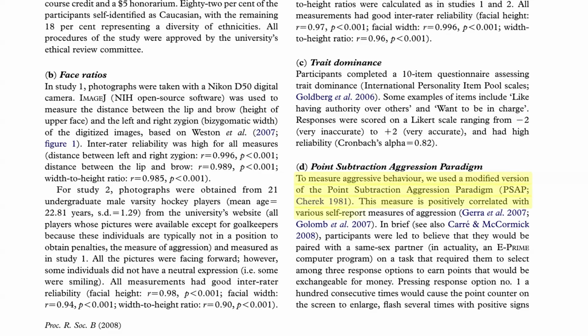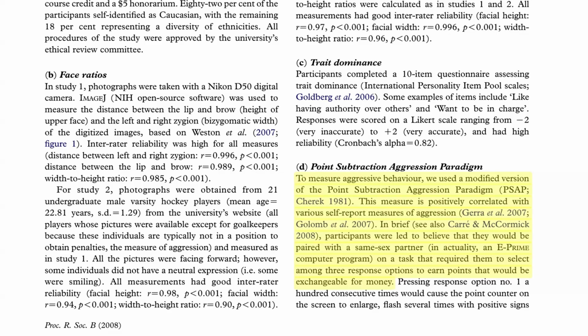So it says to measure aggressive behavior, we use the modified version of the point subtraction aggression paradigm. This measure is positively correlated with various self-report measures of aggression. What that means is that it matches up with how aggressive people think that they are. In brief, participants were led to believe that they would be paired with a same-sex partner, in actuality an E-prime computer program, on a task that required them to select among 3 response options to earn points that would be exchangeable for money.